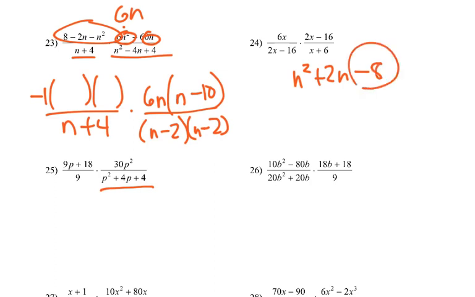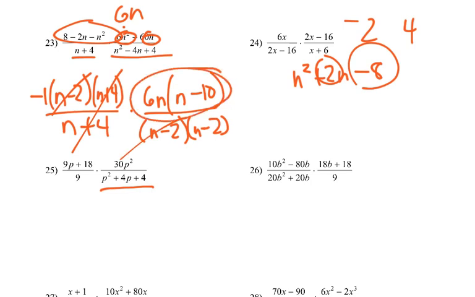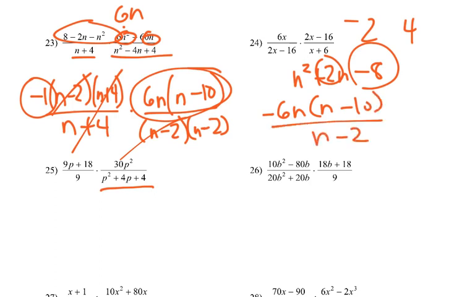Which then we'd factors of 8 that would add up to 2. 2 and 4, with the 2 being negative. So n minus 2, n plus 4. n plus 4's cancel. 1 n minus 2 cancels with that one. This stays the same because I can't really get rid of anything, but we add the negative. So negative 6n times n minus 10 over n minus 2. And we will call that good.